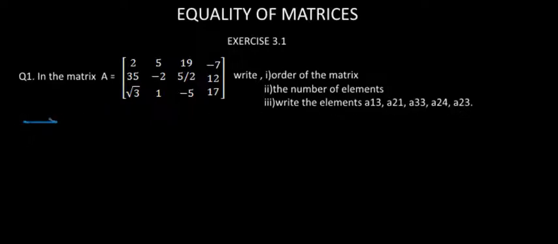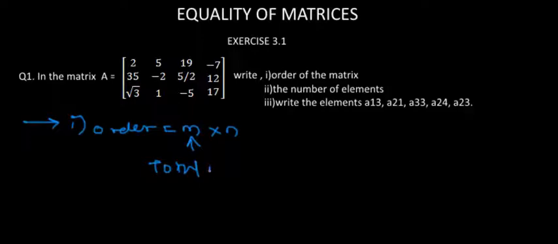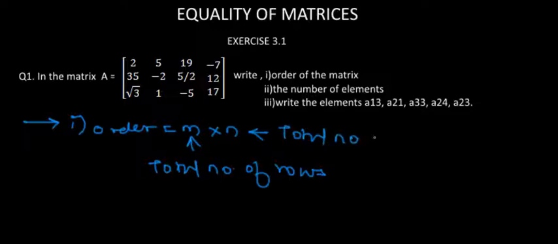Very simple sum. The first thing that they are asking is the order of the matrix. How do we define the order of a matrix? We count the number of rows and we count the number of columns. So order is nothing but m cross n, where m is the total number of rows and n is the total number of columns.